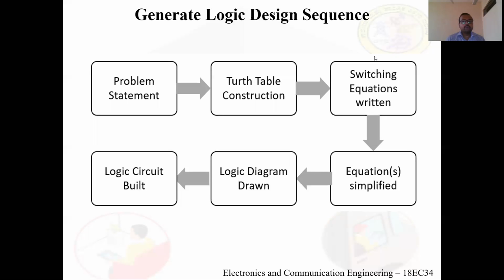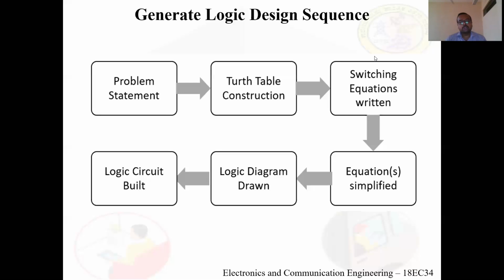Once you have the truth table constructed for the given problem statement, come up with a switching equation and simplify that Boolean expression. The simplification of the Boolean expression is required because the logic function still remains the same, but the number of gates to implement the given logic is reduced. Once you have the simplified Boolean expression, come up with a logic diagram and build the logic circuit.